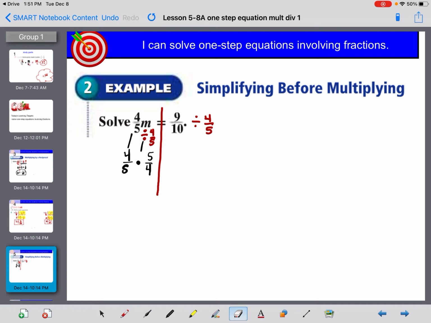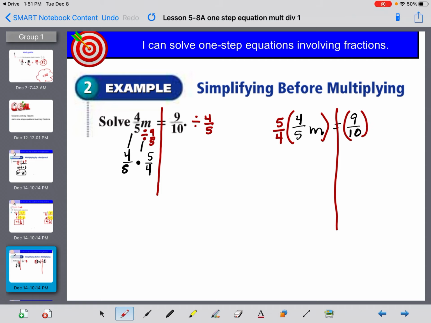So I'm going to show you how to do this a little faster. I'm going to rewrite the problem over here. 4/5 m equals 9/10. You have my permission to just start off knowing that this is 4/5 times m, that you have to multiply by the reciprocal. See how I used parentheses to show multiplying, and then I wrote 5/4, the reciprocal. And you can multiply that on both sides, 5/4.